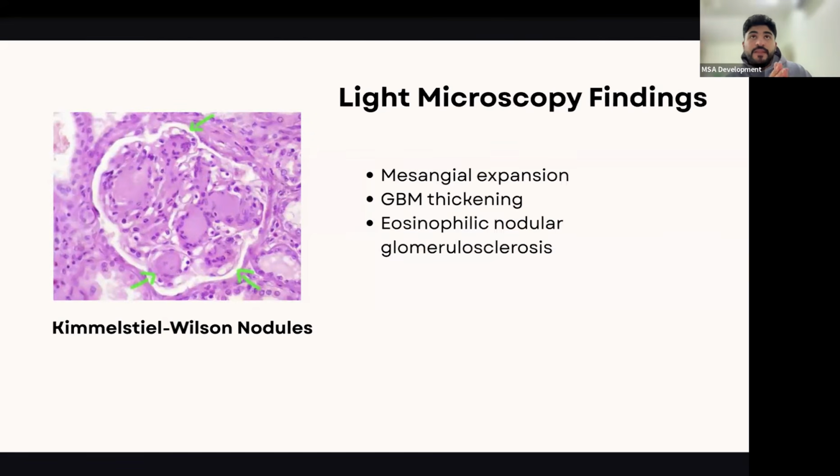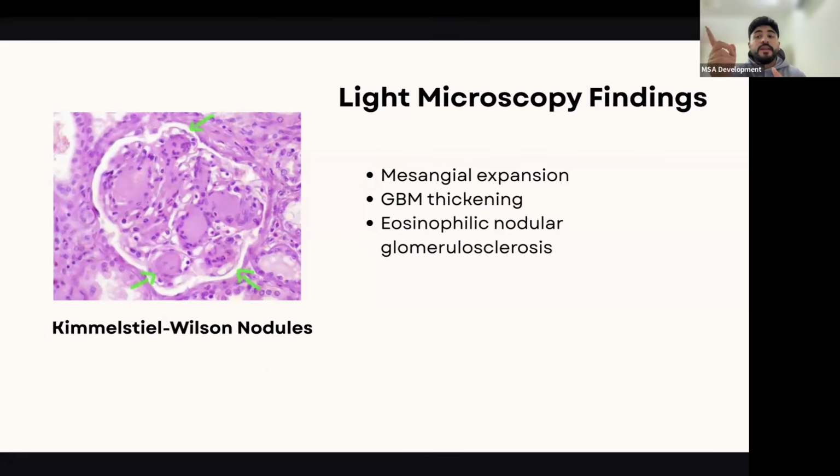Now, in diabetic nephropathy specifically, we have one thing that if you see it in light microscopy, this is pathognomonic for it, which is the Kimmelstiel-Wilson nodules. So these nodules that you see are called Kimmelstiel-Wilson nodules. You also have mesangial expansion, you will have the GBM thickening, and with time you're going to have what we call eosinophilic nodular glomerulosclerosis.